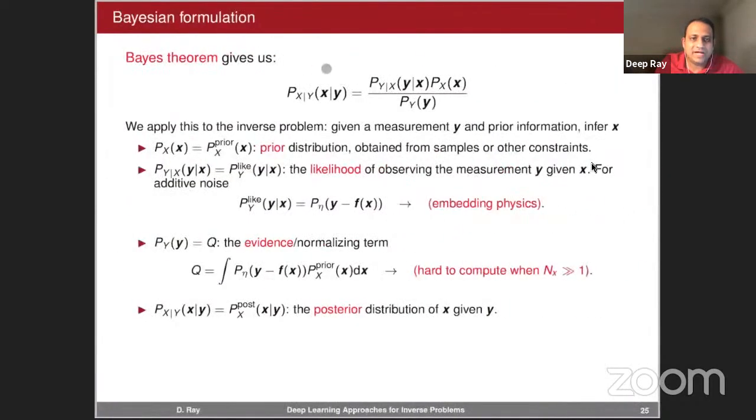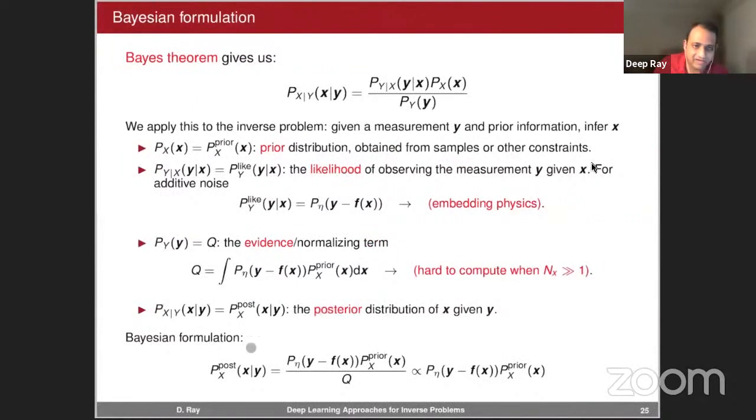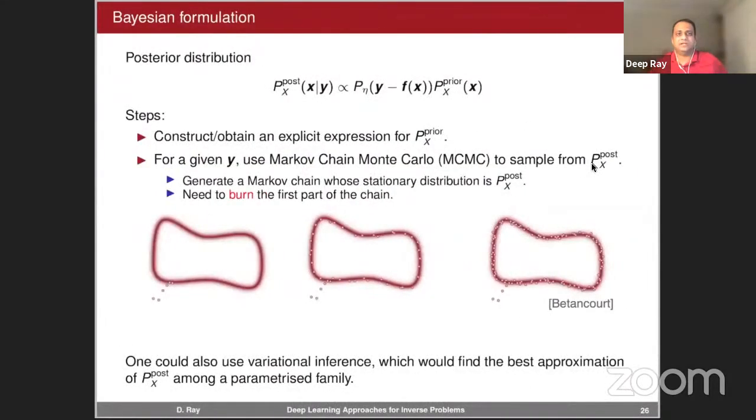And finally, the term on the left is the posterior that we're after, which is the posterior distribution of x given the measurement y. And since we don't have the evidence term, the posterior distribution of x given y is simply proportional to p eta of y minus f of x times the prior of x. And we have to work with this proportionality relation. Now, how would you typically solve something like this? Well, the first step would be you have to explicitly construct your prior p x. That is crucial. And this has to be done from whatever data or constraints are given to you.